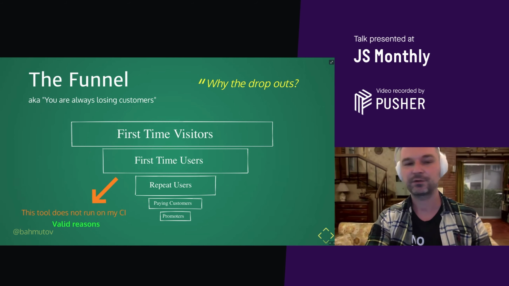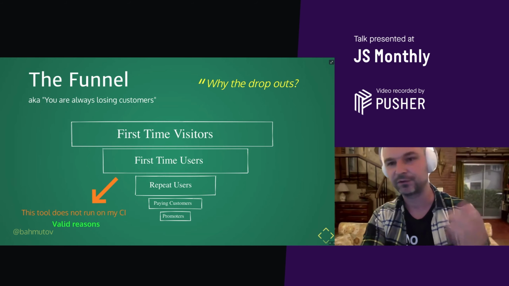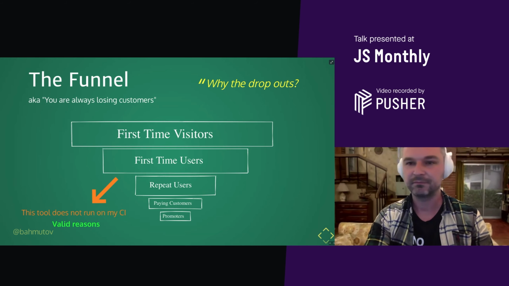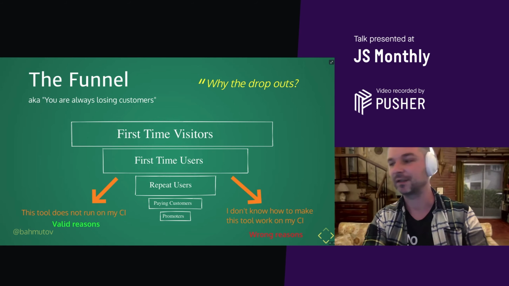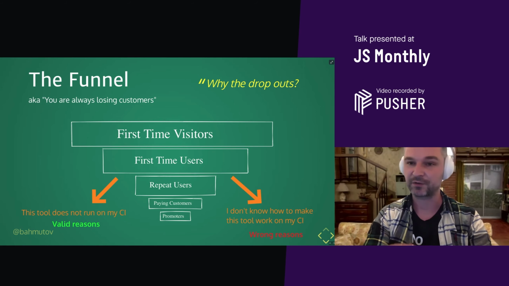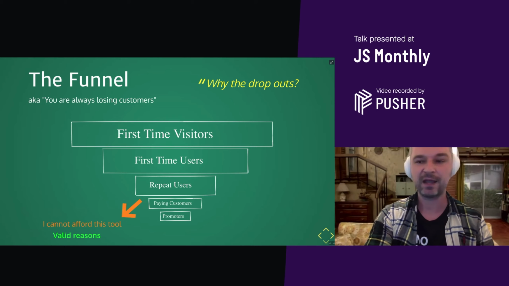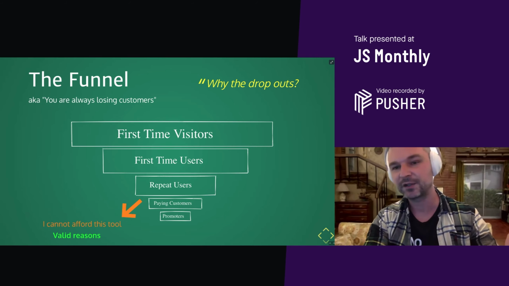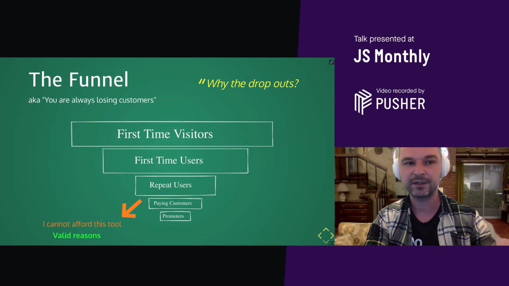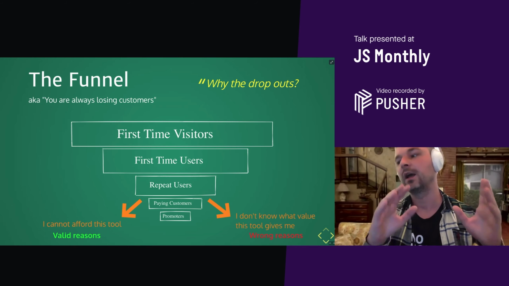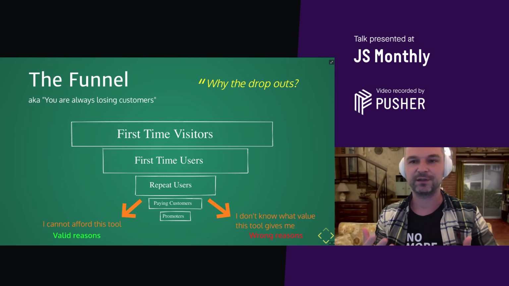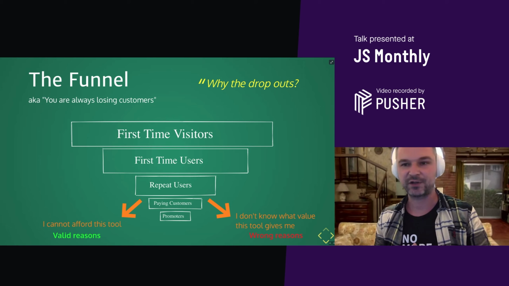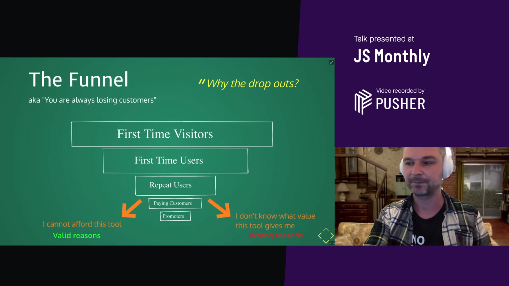Let's say a user says, this tool doesn't run on CI. Okay, yeah, it doesn't run. But imagine they drop out because they don't know how to set it up to run on CI. So that's a wrong reason for dropping out. Imagine a user says, your tool is great, tried it, love it, cannot afford it. That's a valid reason for dropout. But if a user drops out saying, I don't know what value it gives me, I don't know how to justify your price, that's absolutely the wrong reason.